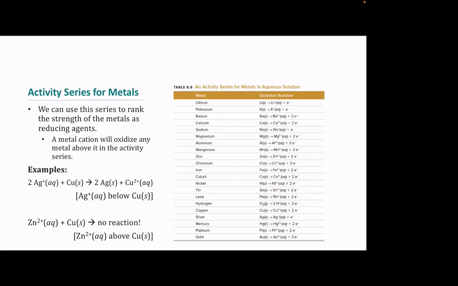So I have to think about this because I don't use this. So what they're saying is that a metal cation will oxidize any metal above it in an activity series. So gold here is, if you will, the best. Strength of metals as reducing agents. The metal cation will oxidize. This is what's confusing. Metal cation will oxidize any metal above it, right?